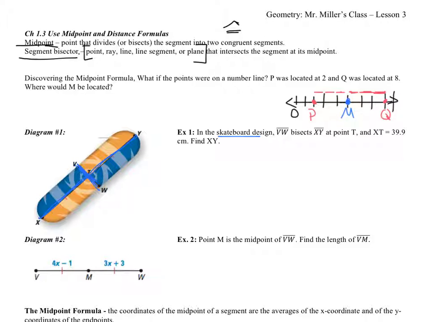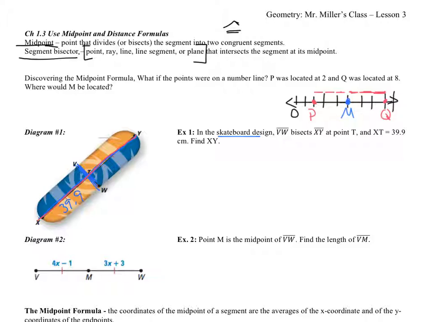And then XT, so I'm going to go ahead and label this. XT is 39.9, and then they want you to find XY. So we're trying to find this total length here. I'll put it in a different color so you can see it a little better. And we know one of the segments.